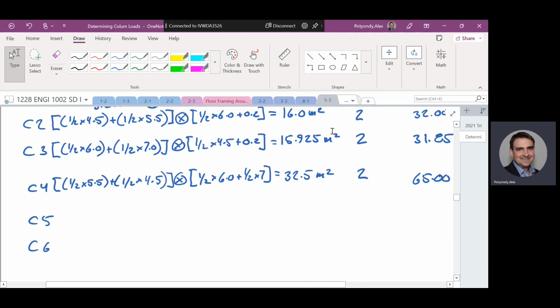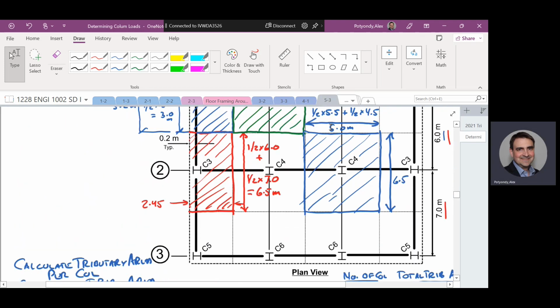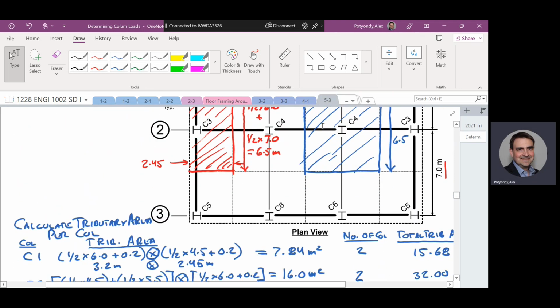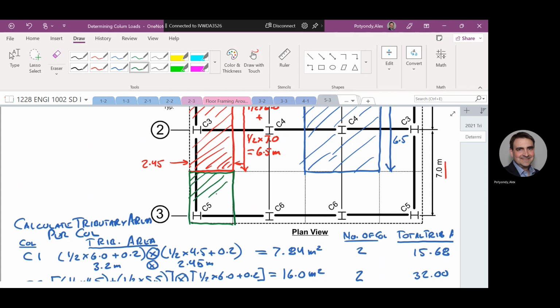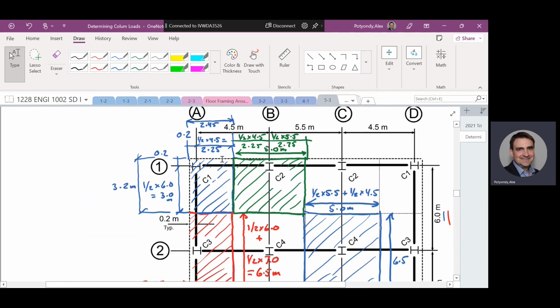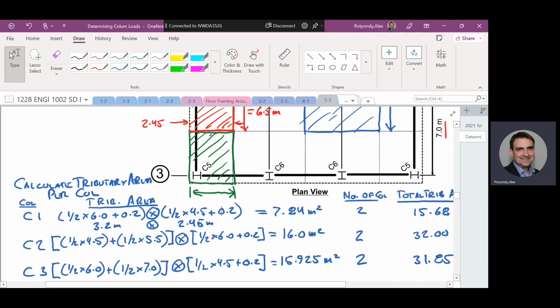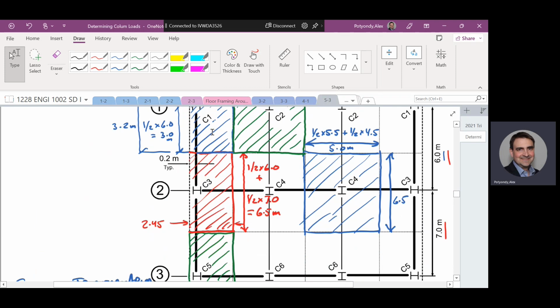So the next one I got to do is C5, another corner column. All right. And so this one I'm going to use, what color should I use now? We'll go back to green. So this is the tributary area for C5. And this dimension I already have. I don't have to redo this one. I'll put it down in my calculation there, but it's 2.25 meters. Correction, 2.45 meters.